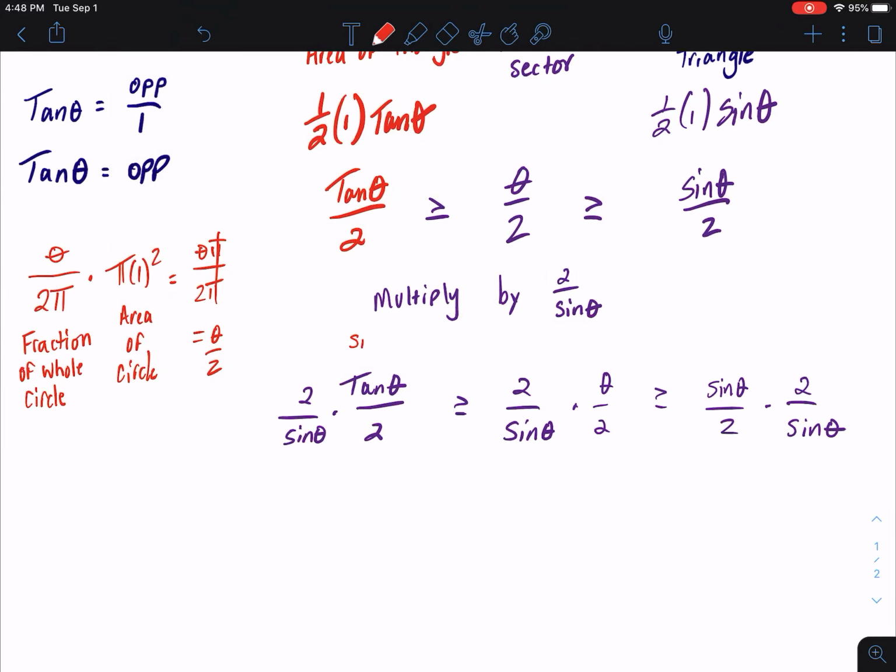Okay, so we know that tangent is sine over cosine. So we have some 2's that are going to cancel. So we're left with 1 over sine theta times sine theta over cosine theta. So these sines are actually going to cancel, and we're going to be left with 1 over cosine theta. 2's will cancel here, and we have theta over sine theta. And then all of this is going to cancel to 1.